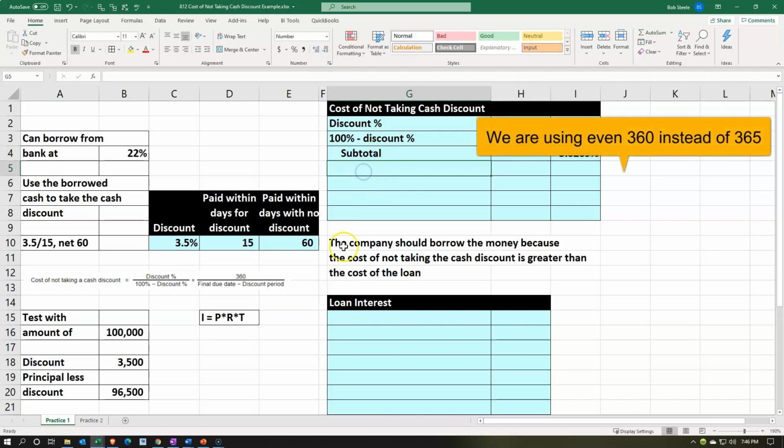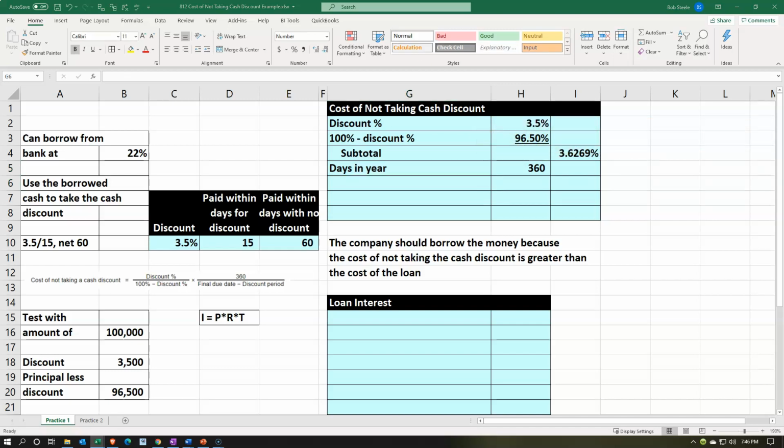Then we're going to be taking the second half, which is 365, or the number of days in the year. So I'm going to call it days in year 365, which we're assuming nice even 30-day months. So 30 times 12 is how we get to that 365, divided by, and we're going to say this is going to be the final due date minus the discount period. So the final due date, you got to pay within 60 days. If you don't take the discount, you got to pay within 15 days.